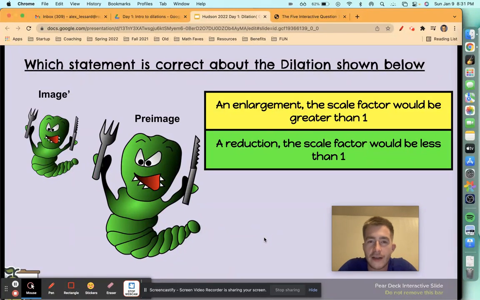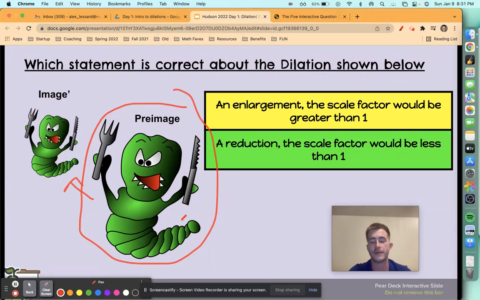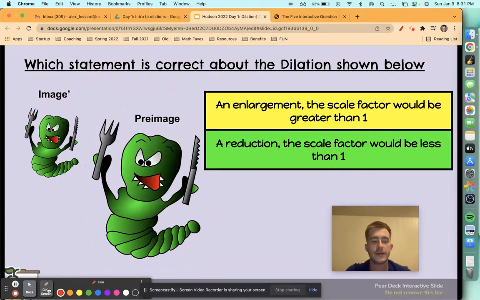Take about 30 seconds and answer this on your Chromebook. All right, the hungry worm with his tongue out and his utensils in his hand. That knife looks very sharp. The pre-image was the bigger one. Notice that we didn't always start with the one on the left. We always start with the pre-image. So I'm looking at this, going to this. Looks like our image got a lot smaller. When our image gets smaller, that means it was a reduction. So scale factor would be less than 1.